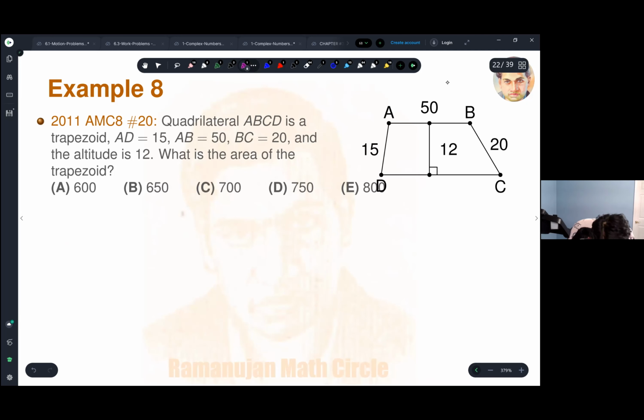Okay, so the next example is: quadrilateral ABCD is a trapezoid where AD is equal to 15, AB is equal to 50, BC is equal to 20, and the altitude is equal to 12. What is the area of the trapezoid? So we did a similar problem before, and I would encourage you guys to apply that knowledge and try to do it. Here it's a little bit different, but you can still do it with the same idea.